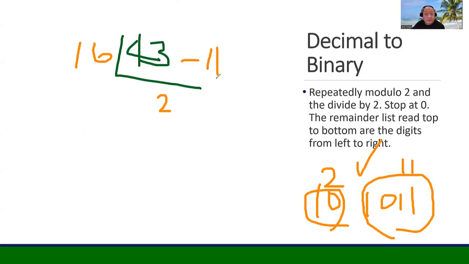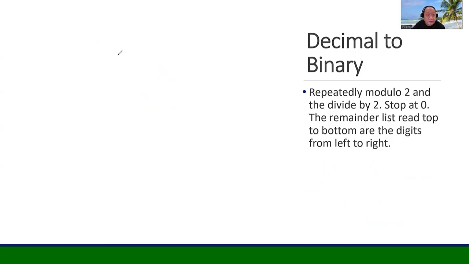Another way to do it is the way that I'm doing it. This one you can use hexadecimal to speed up, okay? But if we do it the way that I told you, let's do it again.